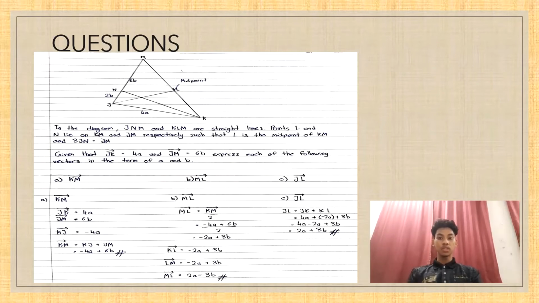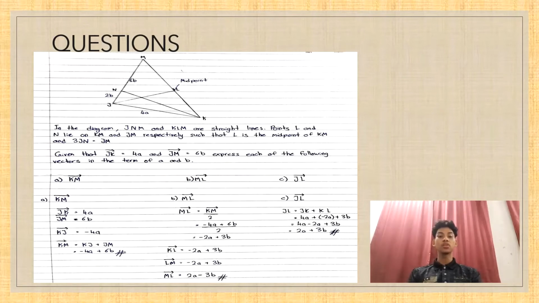So for the first question, K to M. Based on the question, we already know that J to K is 4a and J to M is 6b. Firstly, we should change the JK to KJ so that KJ becomes negative 4a. So to solve it, we should use the equation KM equals KJ plus JM so that we can get the answer. And the answer is negative 4a plus 6b.